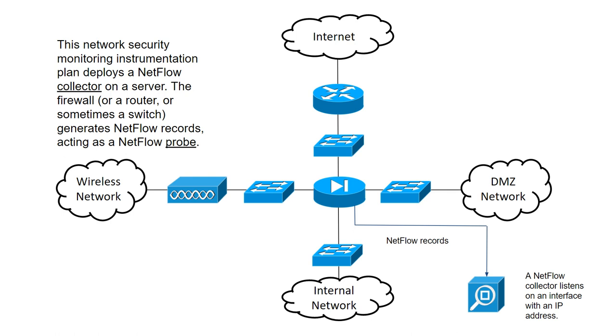A difference here, an important difference, is that the collector needs to have an IP address, and you will have to communicate that IP address to the NetFlow probe so that the probe knows where to send those records. So in this case, I have the firewall generating NetFlow records, and they're being sent to our sensor or server, and it is recording those NetFlow records to disk for us to be able to take a look at later.